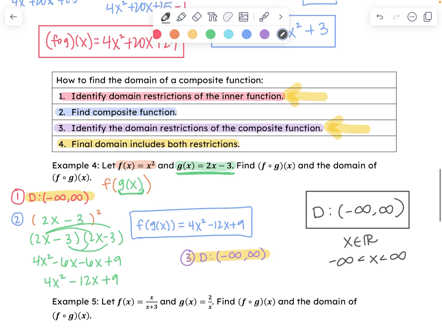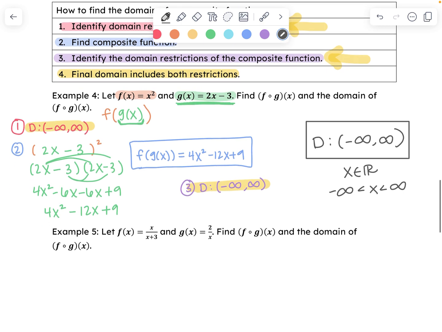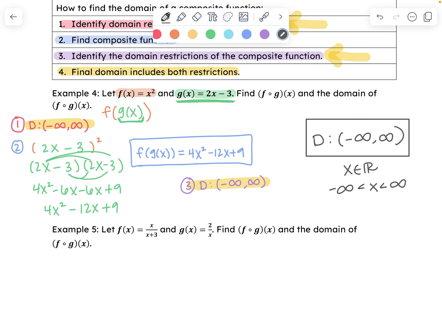Okay, let's look at example 5. Following the same steps. So this time still doing f of g of x. If we look, our f of x function is x over x plus 3, and our g of x function is 2 over x. So when I'm looking at my composition, f of g of x, when I start to find my domain restrictions of the inside function, that's my g of x. That's this part that's over here, the 2 over x.